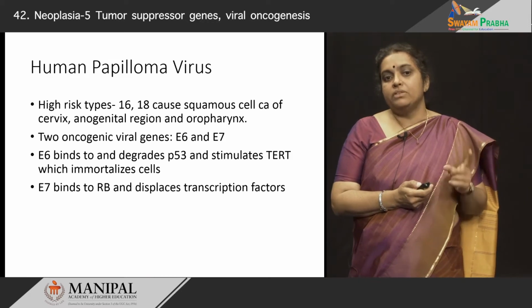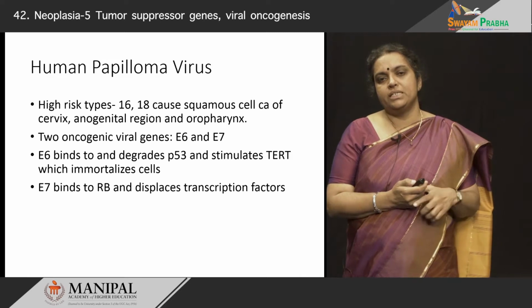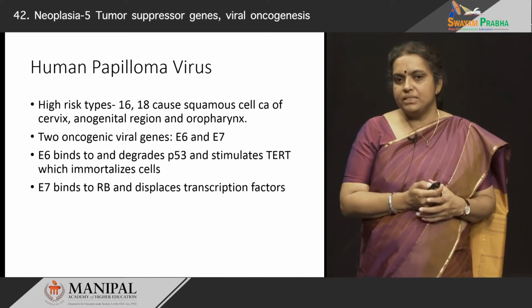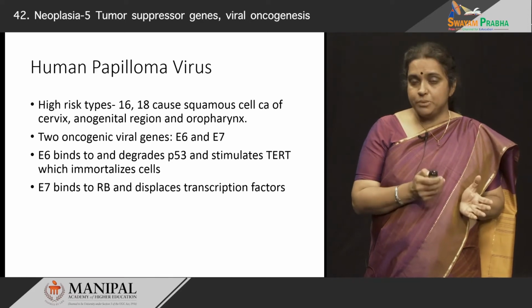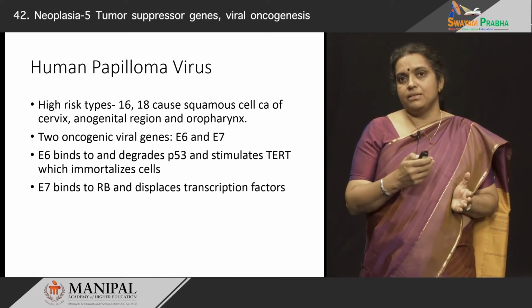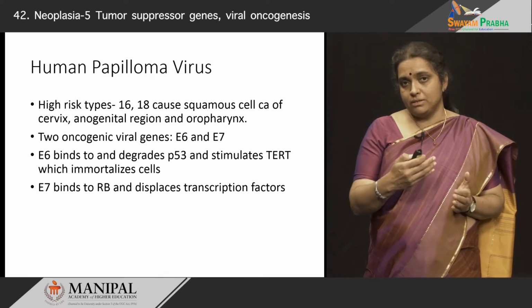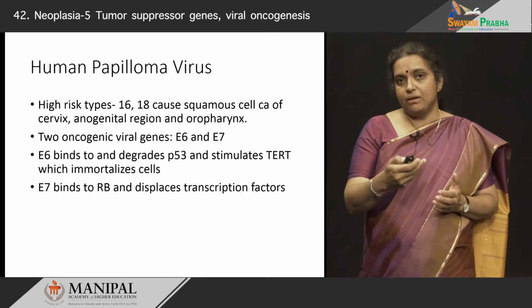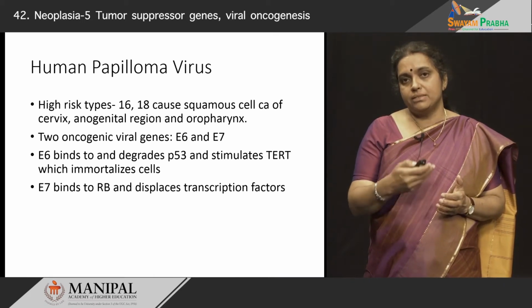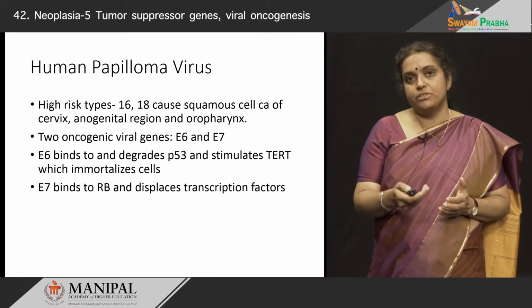Now, the E7 binds to the other important gene, which is the RB gene. So, which then displaces the transcription factors. So, the HPV virus does its activity in causing cancer by binding to the products of the two genes, the two tumor suppressor genes, the very important tumor suppressor genes.